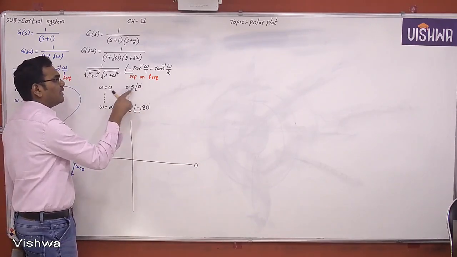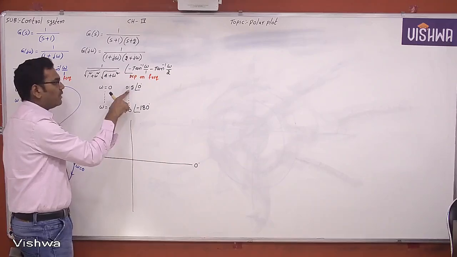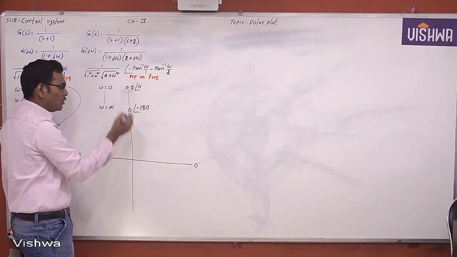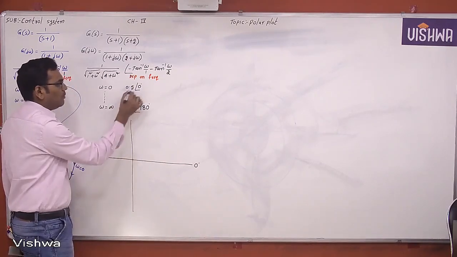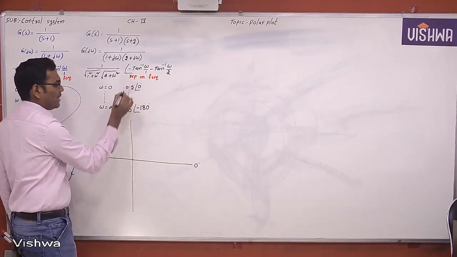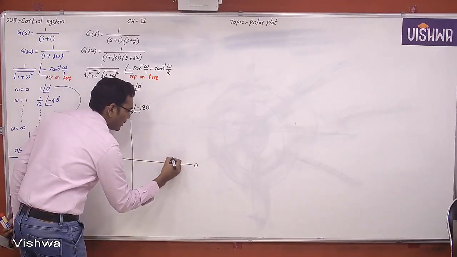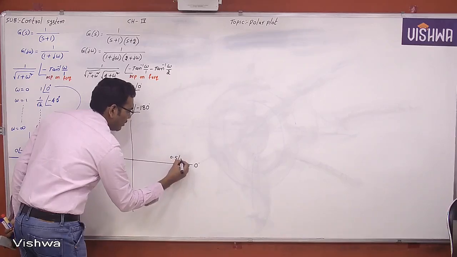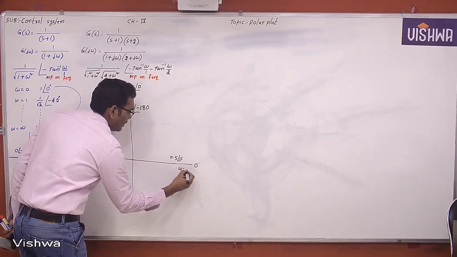Now at 0 degrees, what is the magnitude? 0.5. If the magnitude were 0, the point would be at the origin, but this is not the origin because some magnitude exists. So you write 0.5 at angle of 0 degrees when omega equals 0.